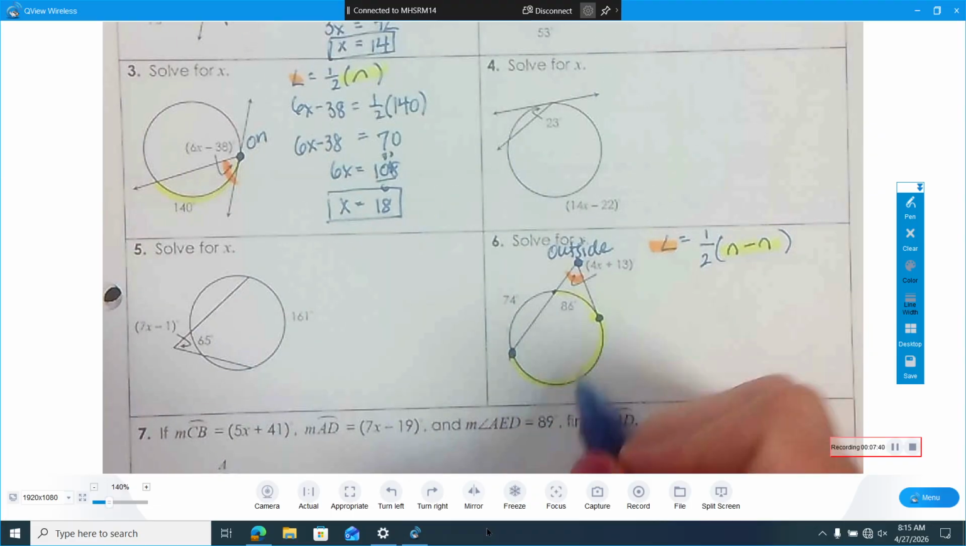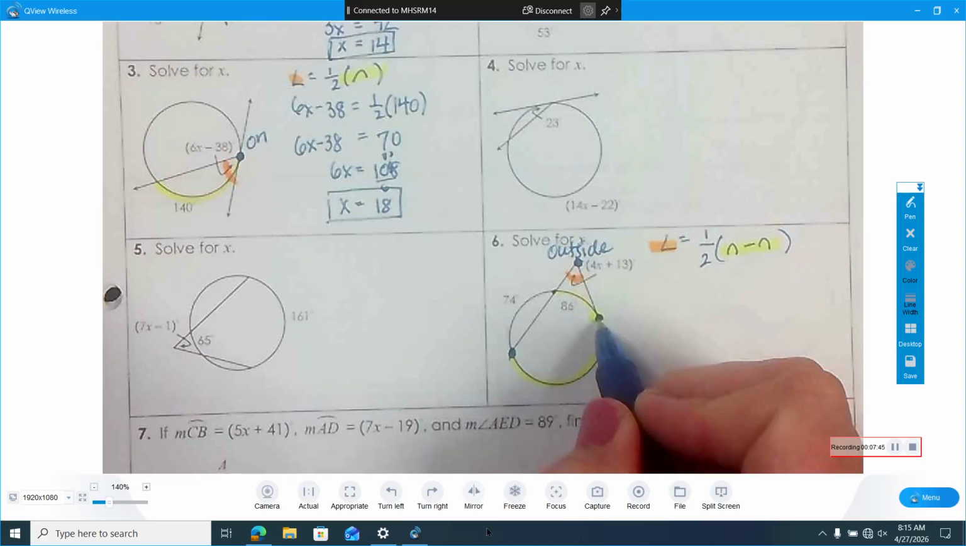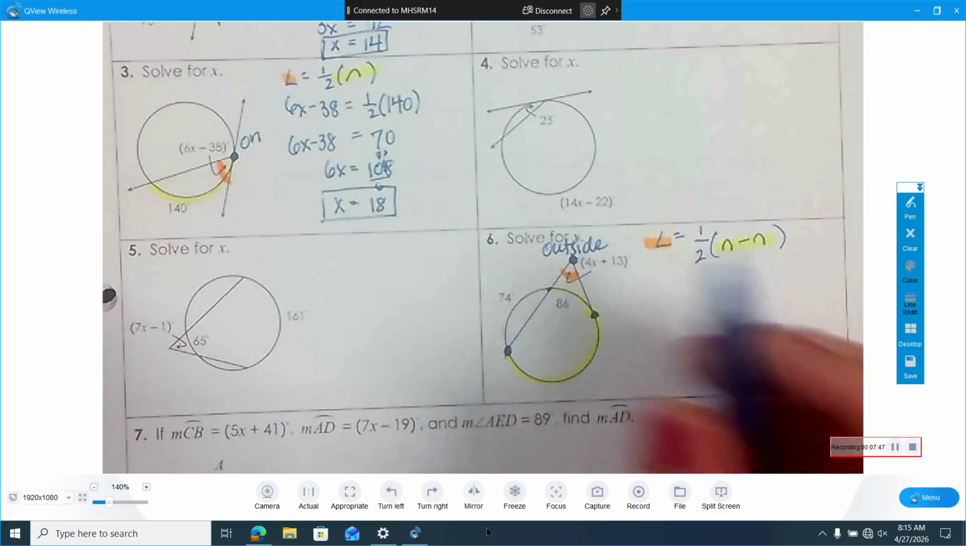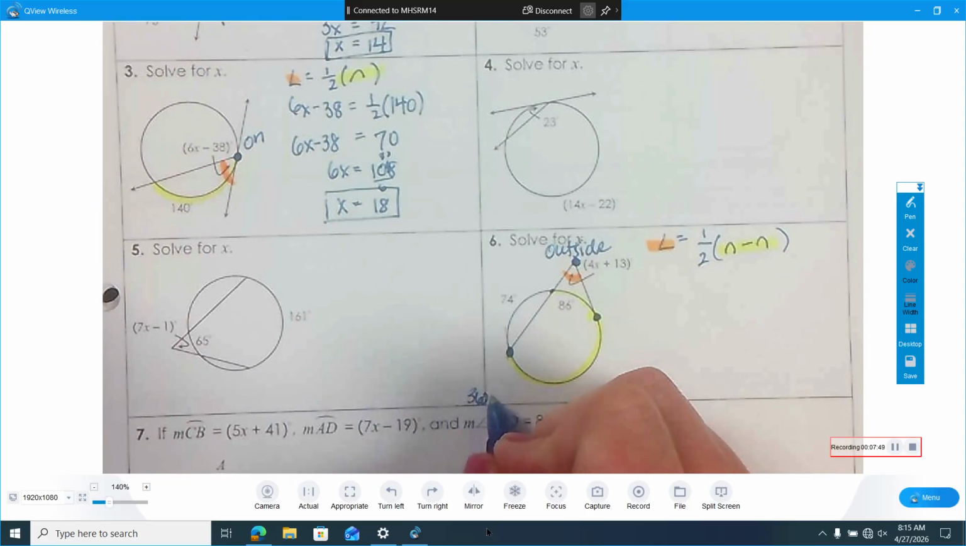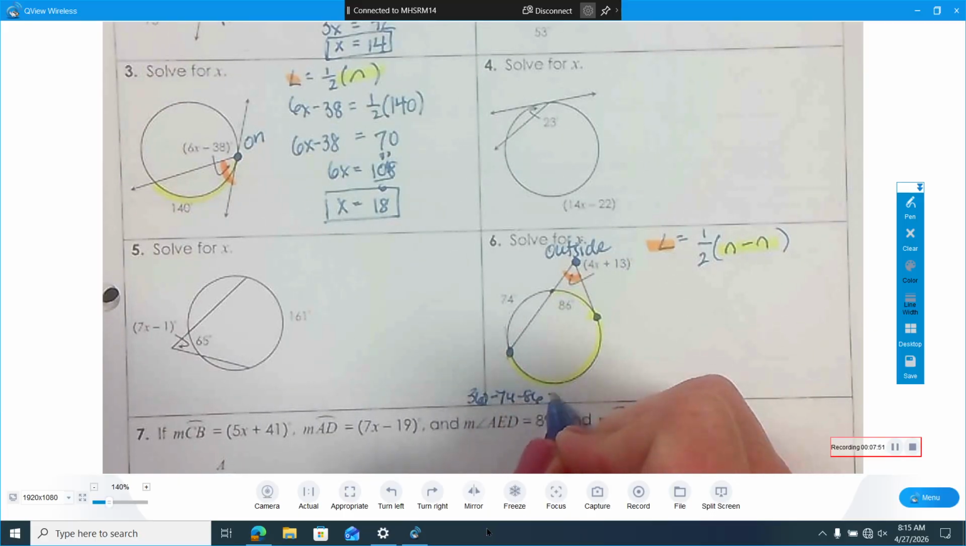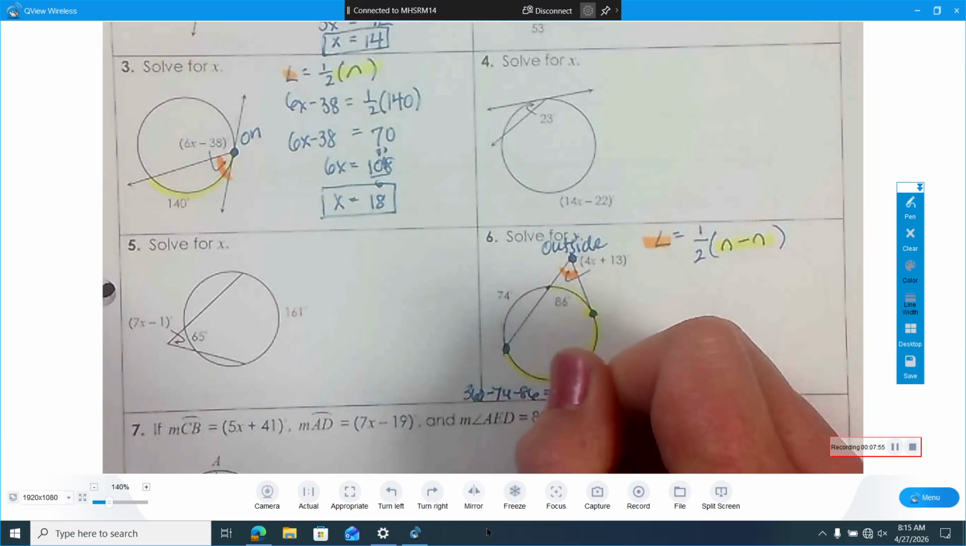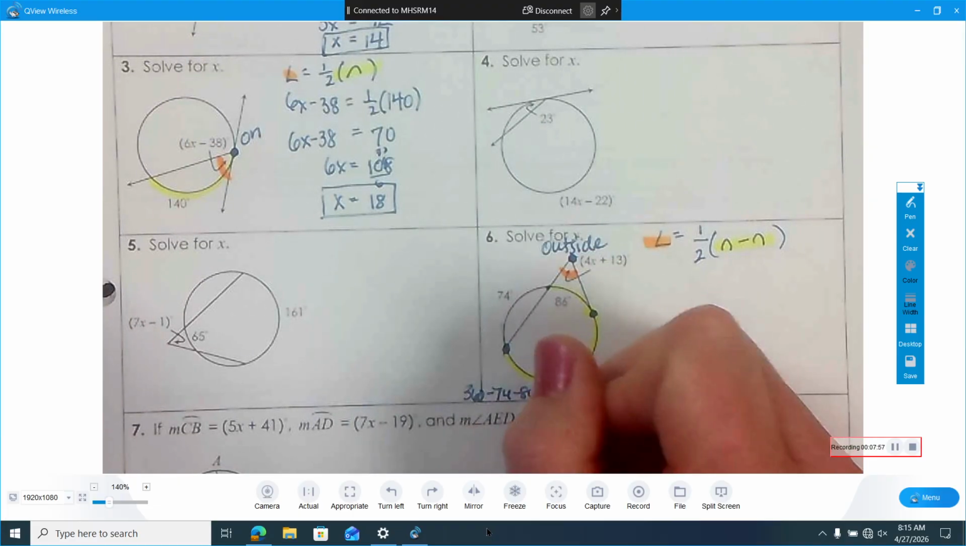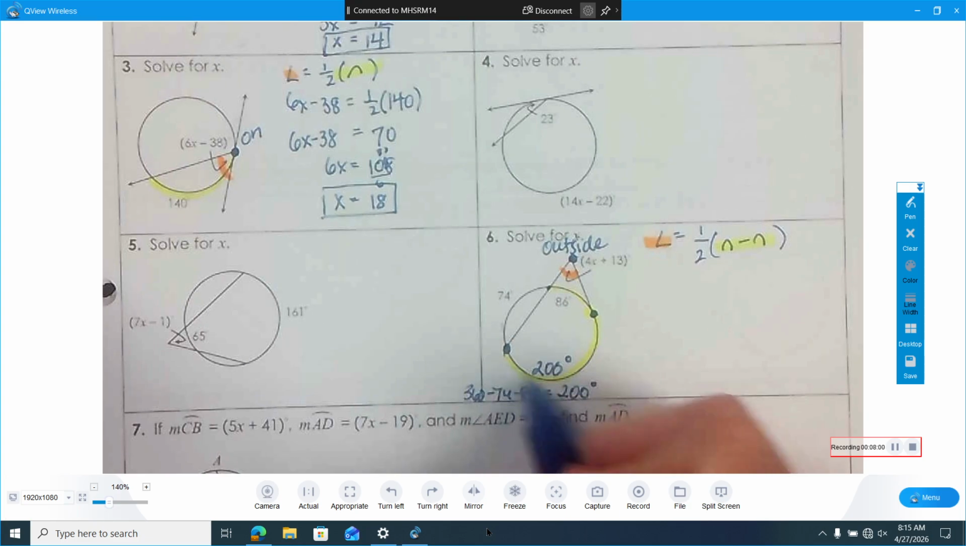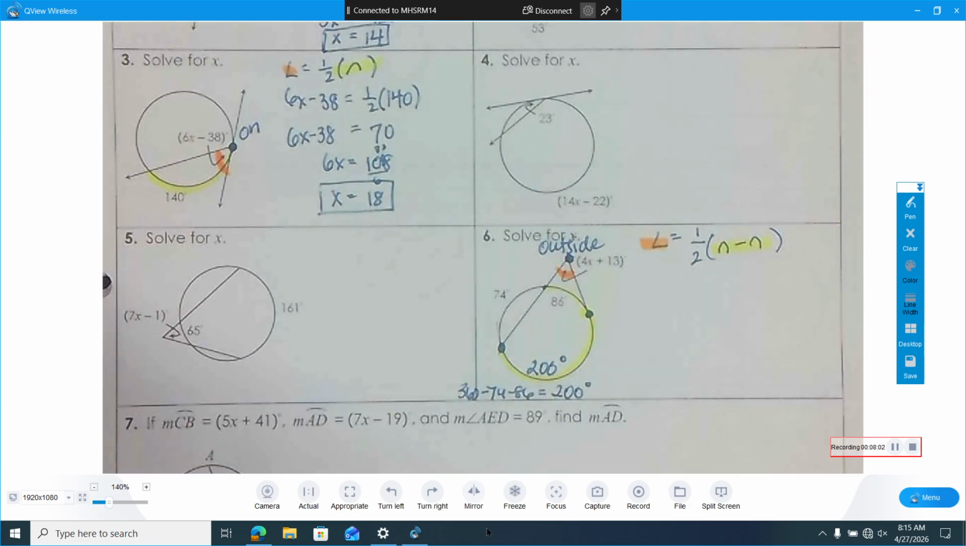So yeah, we need to figure out how big this arc is over here. We can do that by subtracting the other degrees that we know. So 360 minus 74 minus 86, and we get 200 degrees. So this arc is 200 degrees.